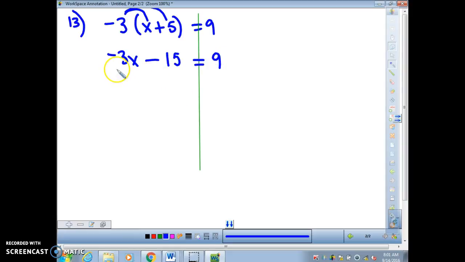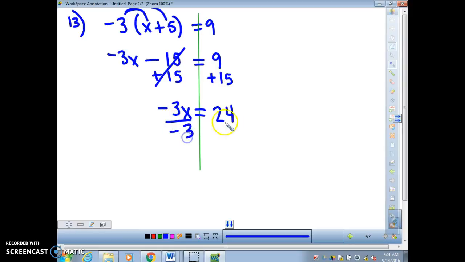And to get x by itself, I need to add 15 to both sides. So I'm going to bring down negative 3x. Add these together because they are the same sign, and keep the sign. And then divide by negative 3. And we have that x is negative 8. Okay? Nate, did you need to see one of them? Number 10. Okay?